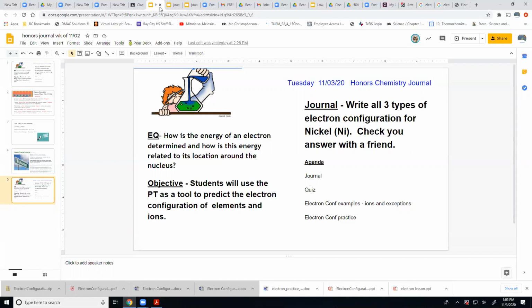I have a sub on Friday, so y'all will not be Zooming in. I will give y'all an assignment. It's an electron configuration review, and you'll have to turn that in order to get credit as far as attendance goes.